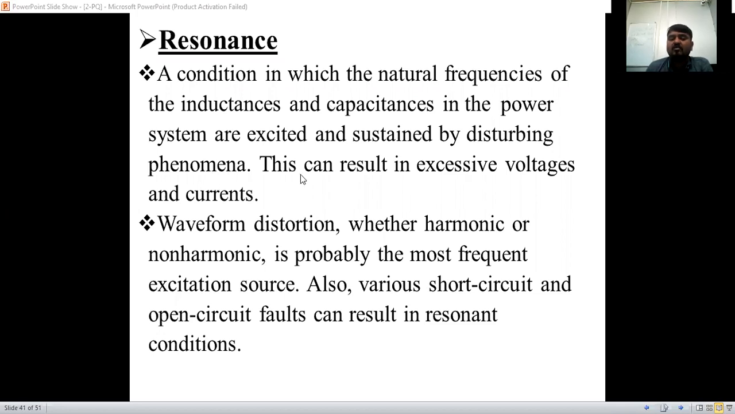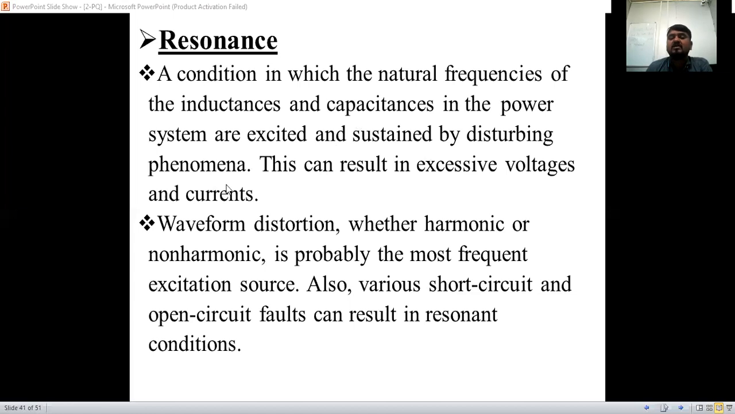Because of this sustained disturbing phenomena, the voltage and current values will exceed their limits and increase. So the natural frequencies of inductances and capacitances are excited and sustained by a disturbing phenomena.